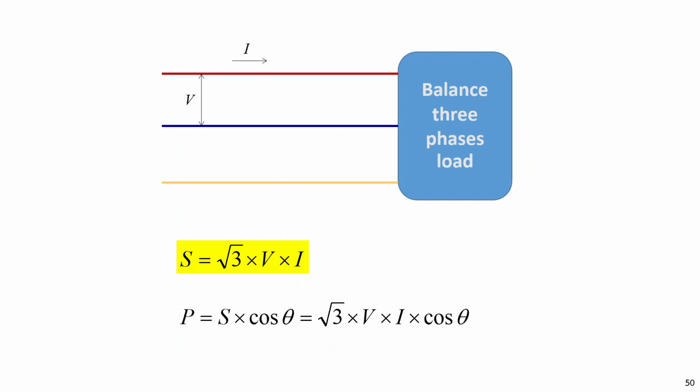Okay, so in a balanced three-phase load, for example, this is a motor. If this is the motor, we supply three phase to this motor. The voltage between phases A, B and C is V. This is voltage from line to line, and the current from one line is here, right? The power into this balanced three-phase load can be calculated as square root 3 V line to line times I line.